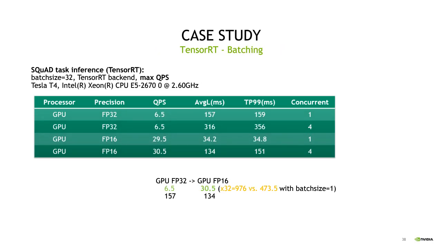Next is batching. Batching also helps with TensorRT inference. The QPS of TensorRT in FP16 precision is around 30.5, and times 32, you might reach 976, and it's compared to the FasterTransformer's highest QPS of 473.5, which is the case when the batch size equals 1.